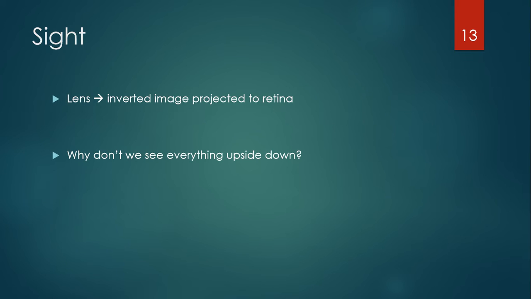When light enters the lens, it gets inverted, which means it gets flipped upside down. So it's actually projected onto the retina upside down. Which begs the question, why don't we see the world upside down? If that's how sensory information is getting put on our retina, why don't we see it that way?